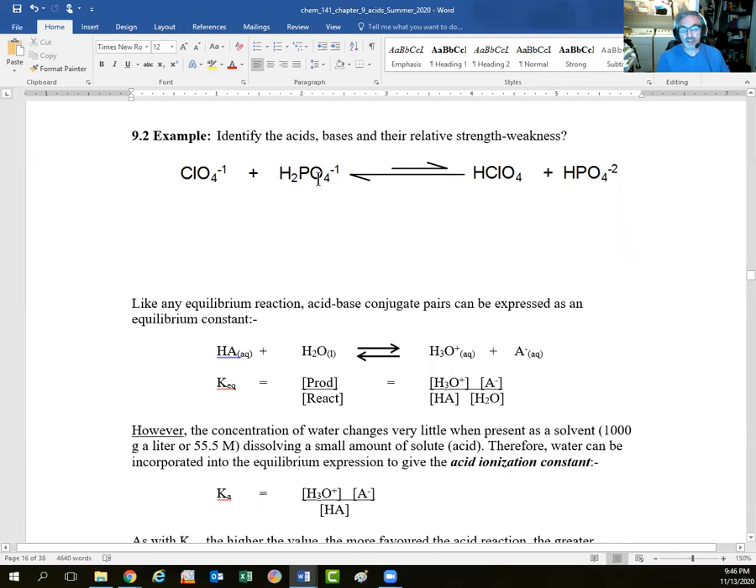Take a couple of minutes and try the next one. The perchlorate ion with the H2PO4 dihydrogen phosphate turning into HClO4 and the HPO4 2 minus. Identify the conjugate pairs. Identify them as either donating or accepting protons, either acid or base, and with the implied position of equilibrium, recognize them as strong or weak acids. Take a minute of Zen to work that out.